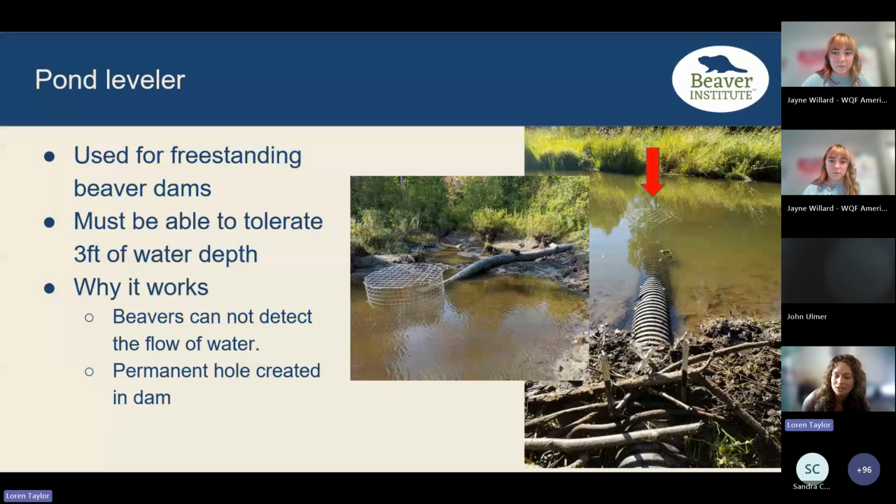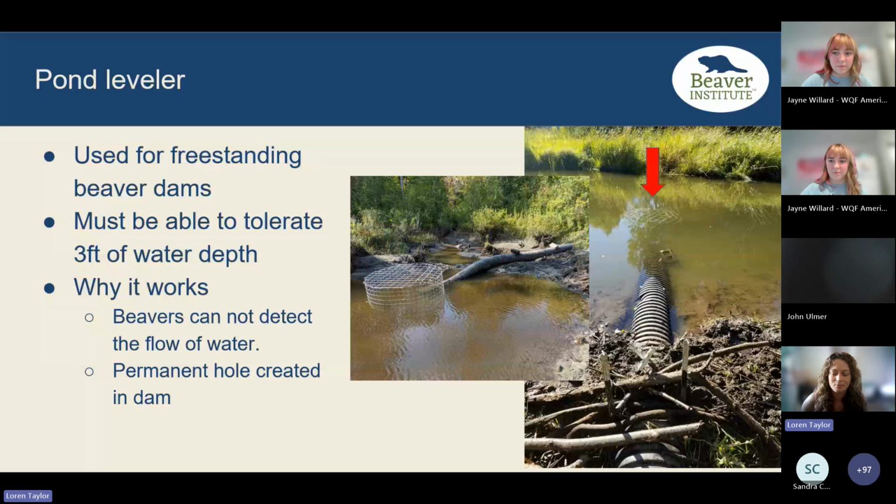All right, so first we have pond levelers. As I said earlier, we choose techniques based on the type of beaver dam that we're seeing at a site. Pond levelers are used at freestanding beaver dams. For any beaver dam pipe system to work, it must be designed so that the beaver cannot detect the flow of water into the pipe. A properly designed pond leveler works by surrounding the submerged intake of the pipe with fencing, enough fencing to prevent the beavers from getting close enough to that intake pipe to detect the flow of water. If beavers can detect the flow of water, they will plug the entire intake fence, and we have seen that happen before. So it's really important that these are built properly.